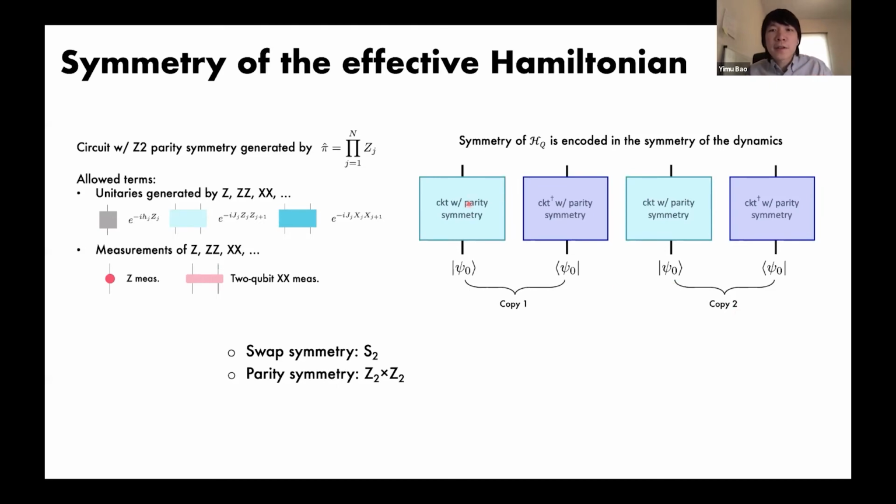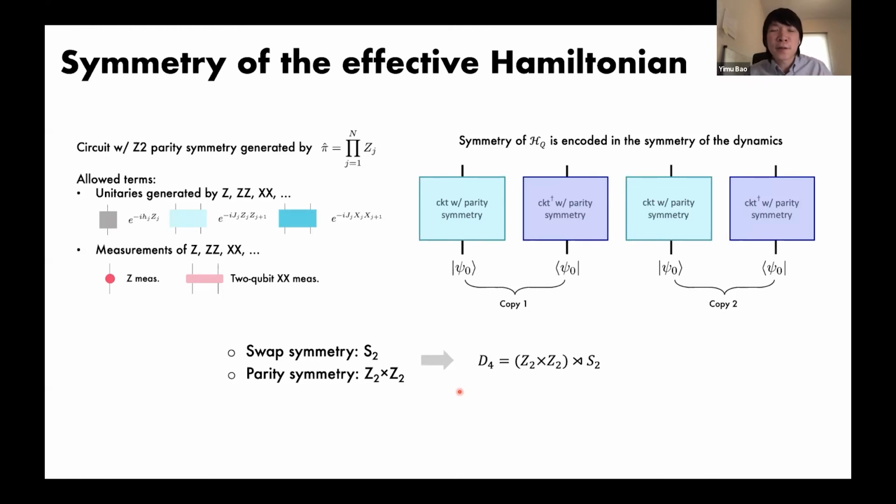So just look at the dynamics of two copies. Actually, we have two symmetries. First, we have a swap symmetry of swapping two copies, and second, we have the parity symmetry. And these two symmetries actually will give rise to a D4 symmetry. And this is not the full symmetry of this dynamics.